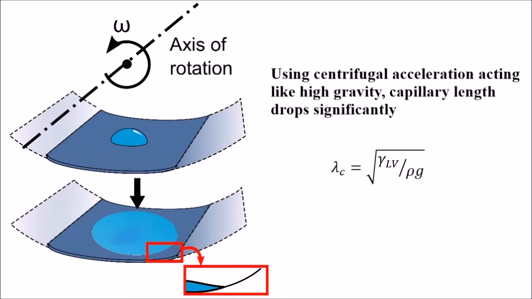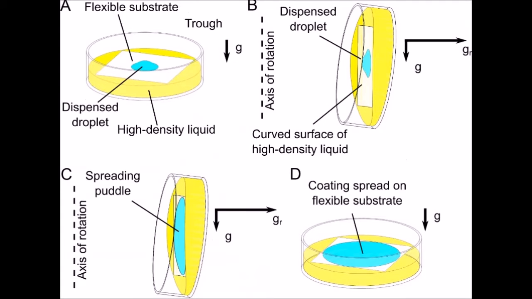To achieve uniformly distributed high gravity, we first floated a flexible substrate and liquid droplet on a high-density fluid in a trough or petri dish. As the centrifuge spun up to a set speed of 2000 RPMs, the bucket tilted and went nearly horizontal as shown. The surface of the high-density fluid conformed to a cylindrical radius of curvature, which permitted uniform application of high gravity to the spreading puddle and flexible substrate.